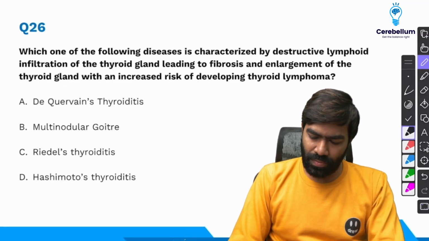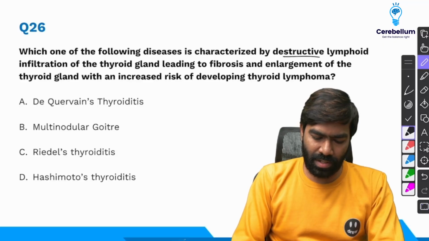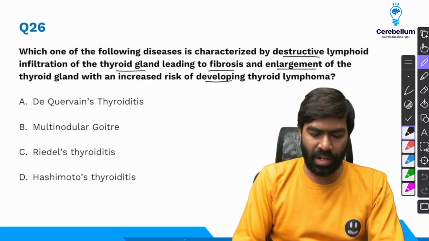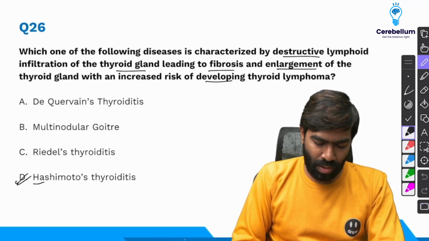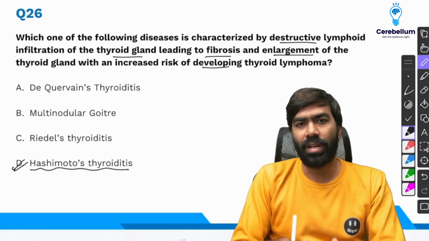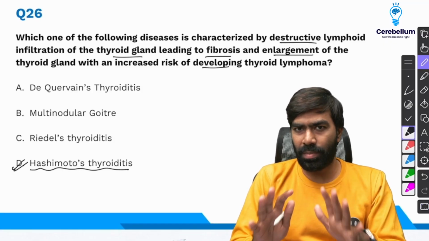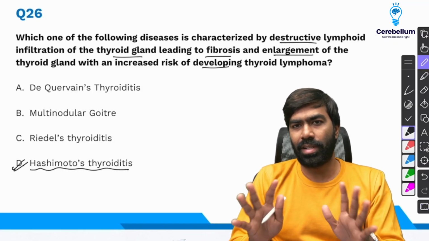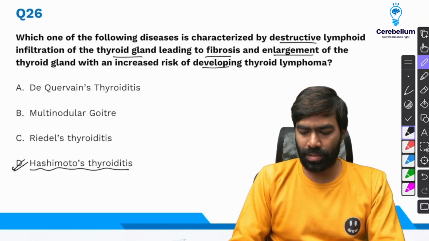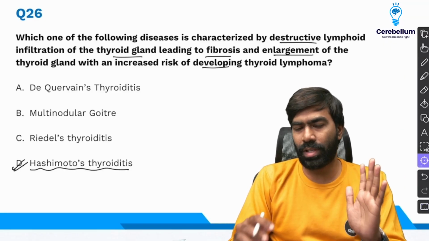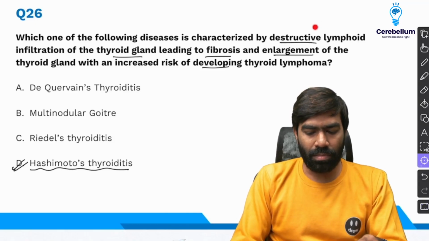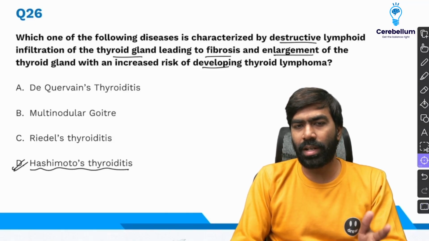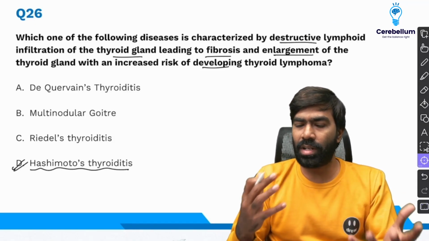Moving to 26th question, which of the following diseases is characterized by destructive lymph node infiltration of the thyroid gland leading to fibrosis and enlargement of the thyroid gland and an increased risk of thyroid lymphoma? Typically, they're talking about a disease called Hashimoto's thyroiditis, where you're going to have elevated anti-TPO antibodies, but the main reason for destruction of the thyroid gland is cell-mediated. It's going to be due to T cells, especially CD8 T lymphocytes. They are the ones that are going to cause destruction of the thyroid follicles. And lymphocytic infiltration is so characteristic, and it can even result in germinal center formation.